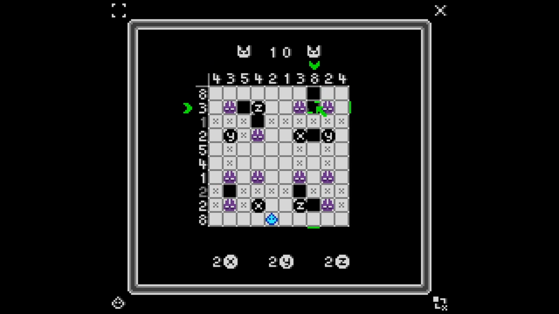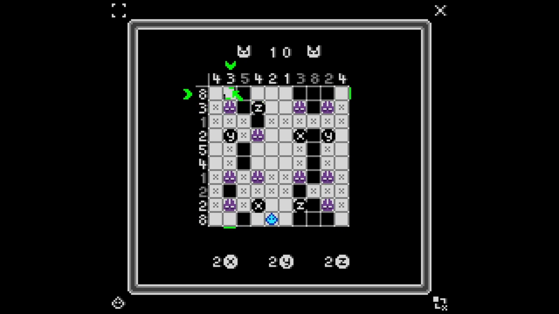Now we can fill this column with walls. This is gray. We can fill the rest of this column with walls. And the same with this column. This row has one more wall, which has to be one of these 2 spaces. So not here or here. We can fill in this column with walls and this one. This cannot be a wall because that would lock in this bomb. So it has to be open, which means this has to be a wall.